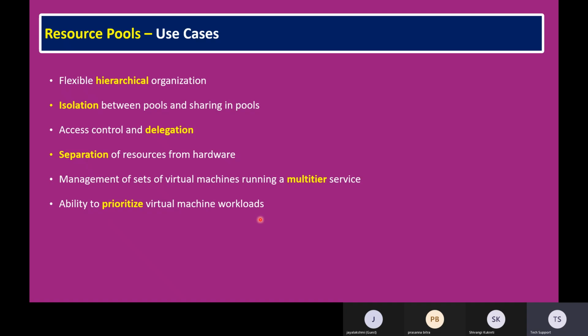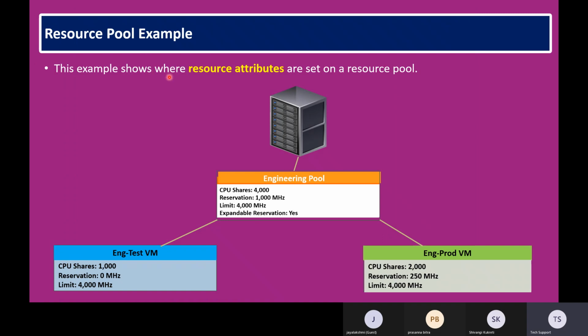And we'll observe one example for a resource pool scenario. Let's say this example shows where resource features are set on a resource pool. Suppose we have multiple hardware available in our data center. Within the hardware, we are trying to observe the engineering resource pool. For this engineering resource pool, we set the CPU at 4000 shares, reservation 1000 megahertz, limit also 4000. That means the maximum limit is 4000 only, and expandable reservation is set to yes. This is the option we set at the parent resource pool level.